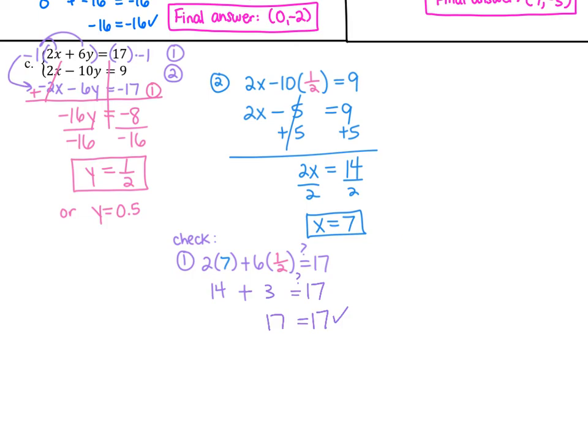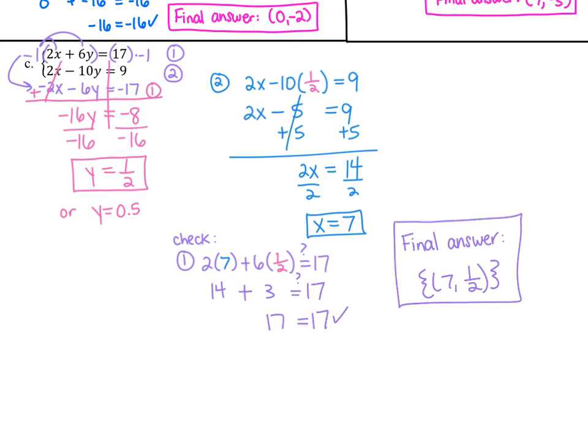And so we write our final answer as a coordinate point. Remember that x comes first, so it's going to be 7 comma 1/2. And again, you can put 0.5. And we will use solution sets. And that's our final answer. You've done a lot of practice with elimination, so make sure that if you have any questions, you email your teacher. Thanks for watching.